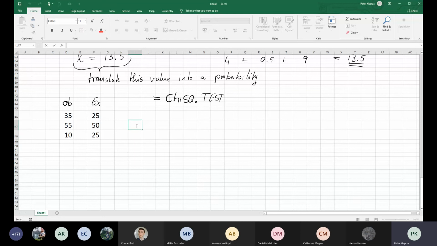So let's see what we get. Let me make this bigger again so we can see it properly. So equals, oh, look at that. We already come up with some suggestions. Chi-square test. I double click on that, and then it asks, what is the actual range? Do you see this actually? Do you see this little window thingy?